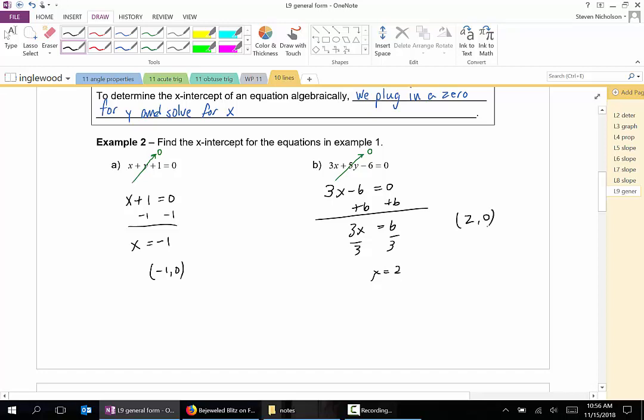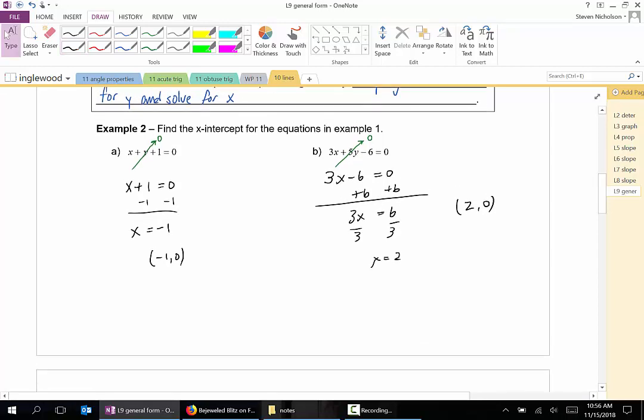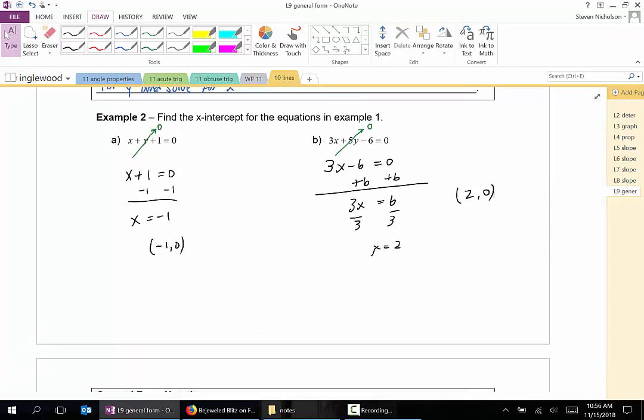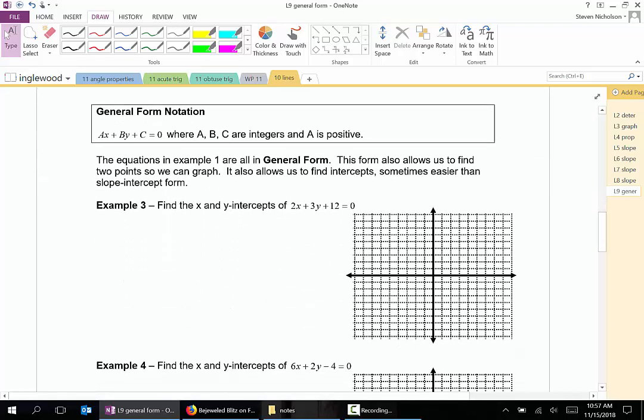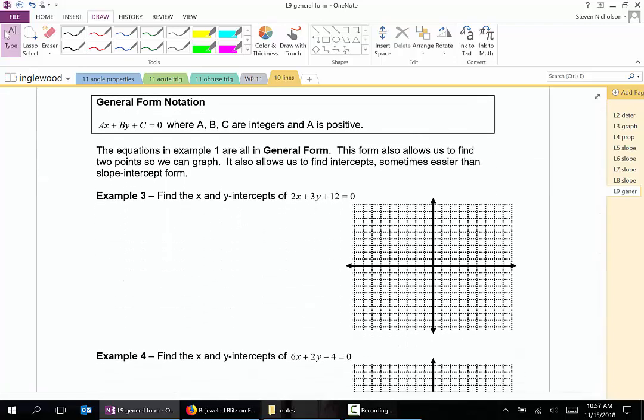So when something is written in any form, we can just plug in zeros for x or y and solve for the x or y intercept. But I hope you look at these two examples and go, well, that was pretty easy. The algebra was pretty easy, and that's one of the good things about writing an equation that looks like this. It really allows you to find the x and y intercepts without too much trouble. And this notation is called the general form. And here is the general form right here.